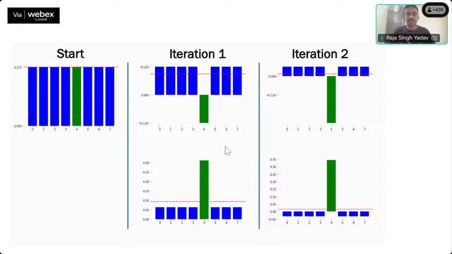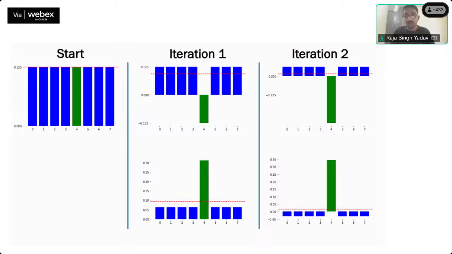In this example, we have a 3 qubit system, right? I've got 8 states. 4 is the number which I'm looking for. This is the first iteration, this is the second iteration. First, in this image, I did this flip. I introduced a negative phase, a minus, to state 4. And then I did the mean inversion.